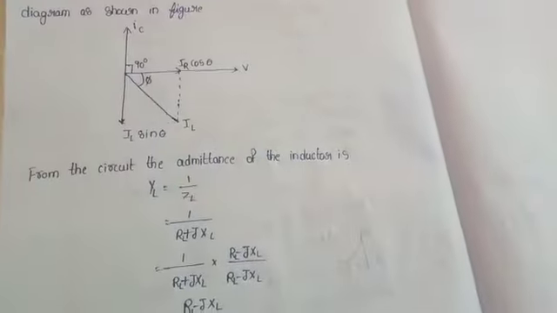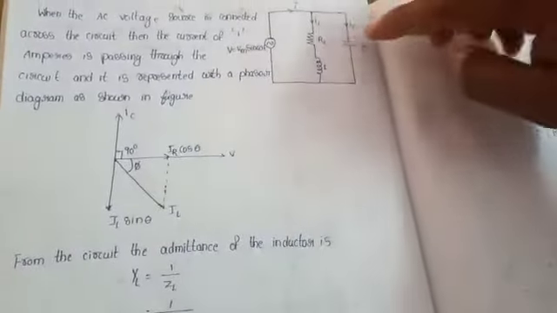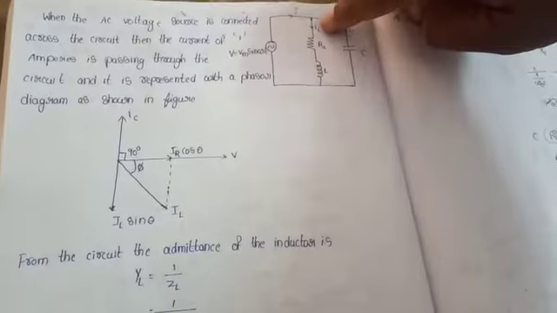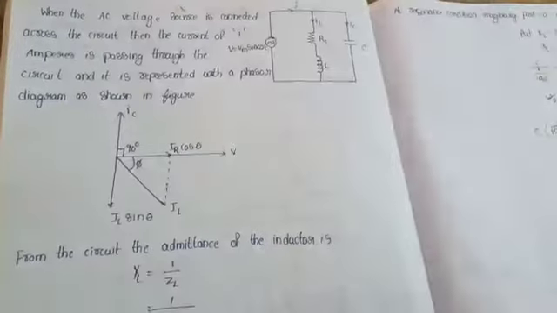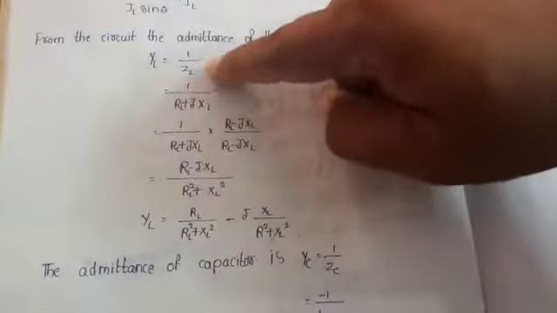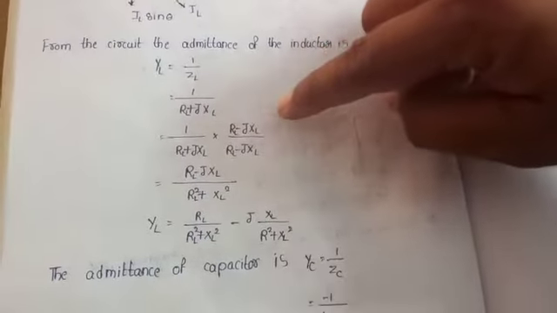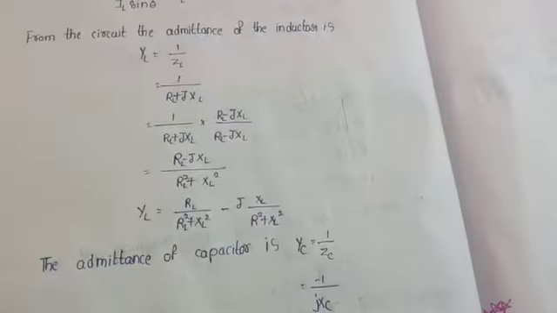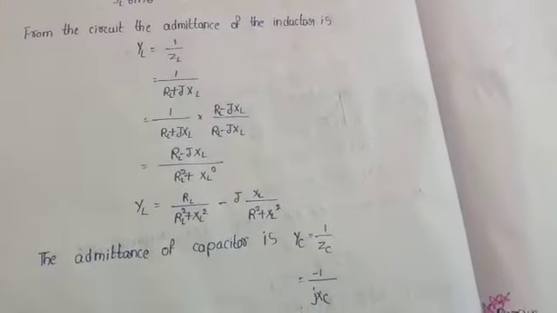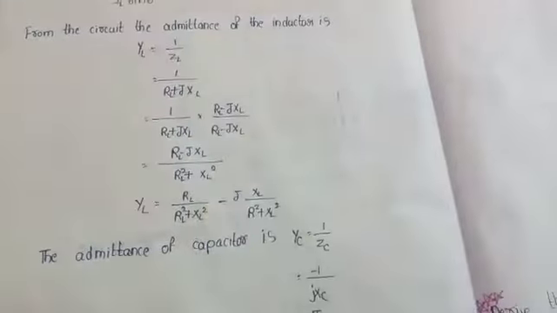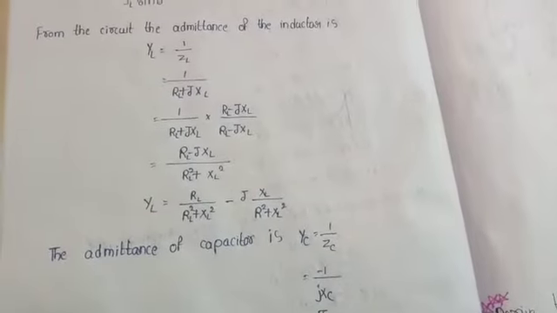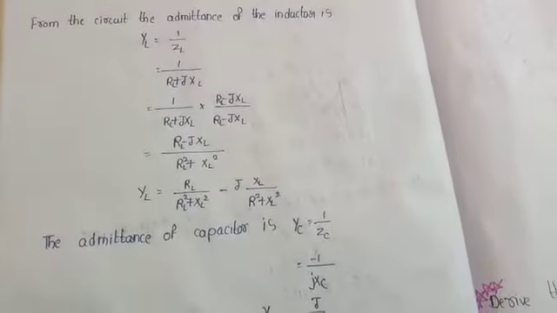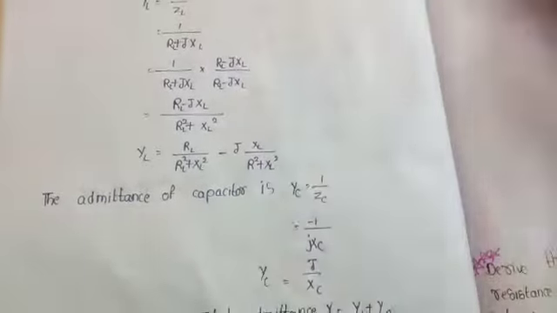Now you have to calculate the resonant frequency. Go for the admittance of each branch. The admittance of the practical inductor branch, YL, is equal to 1 by ZL, that is 1 by RL plus jXL. Multiplying by RL minus jXL over RL minus jXL, we get YL equal to RL minus jXL by RL square plus XL square. So separate the real and imaginary parts.